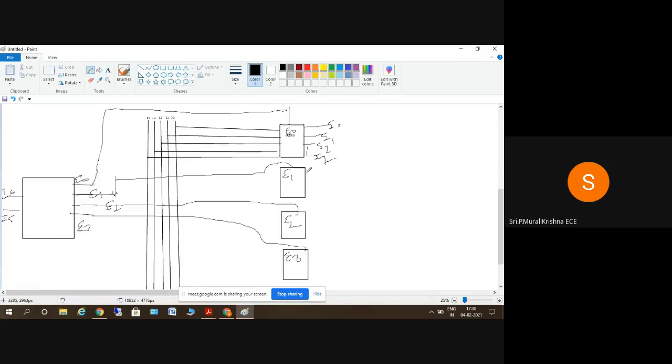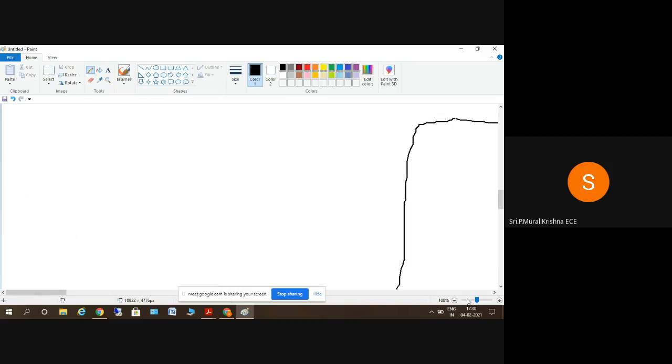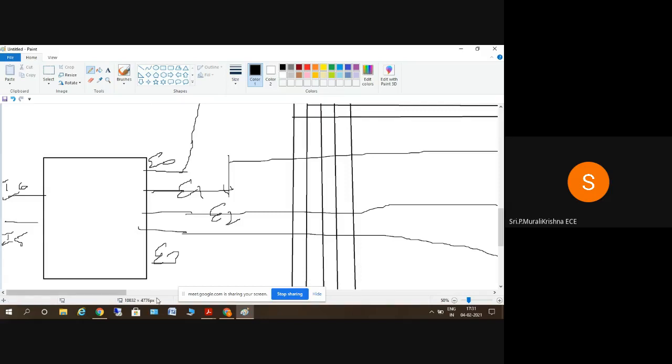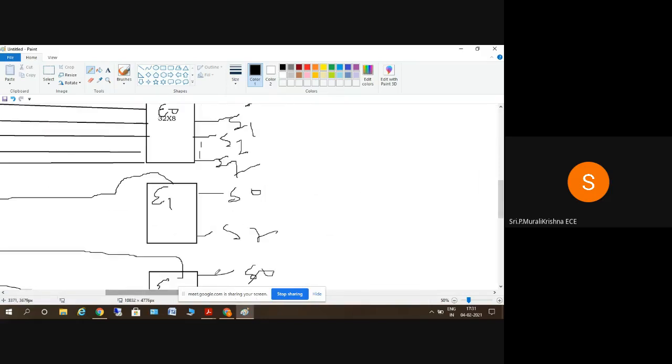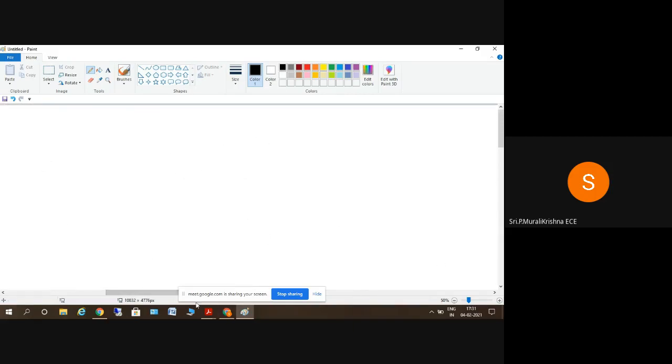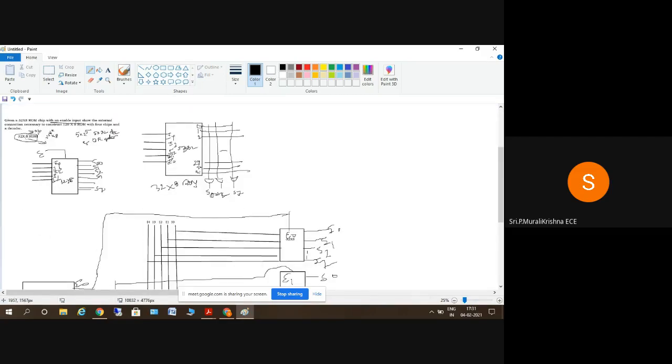Each one will be having S0 to S7. So this is the structure of the diagram. Getting my point here? This will be the structure. First of all, what we need here is four 32 into 8 ROMs, and the structure is given as a block diagram.